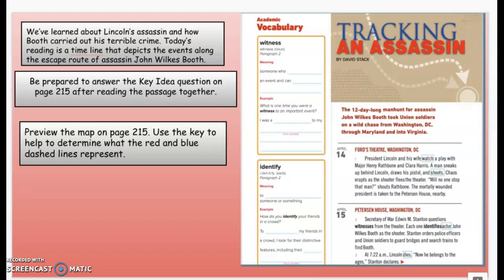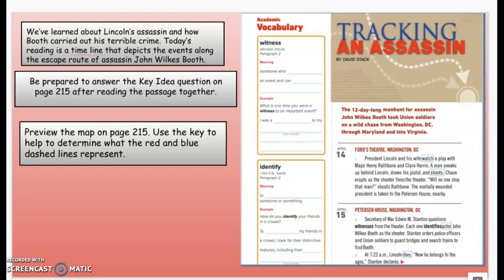President Lincoln and his wife watch a play with Major Henry Rathbone and Clara Harris. A man sneaks up behind Lincoln, draws his pistol, and shoots. Chaos erupts as the shooter flees the theater. Will no one stop that man? Shouts Rathbone. The mortally wounded president is taken to the Peterson House nearby.